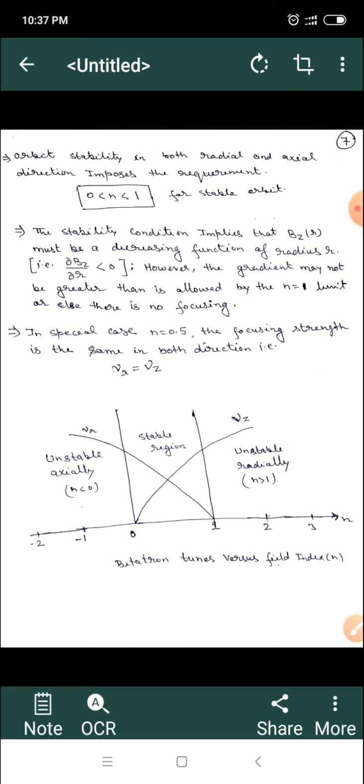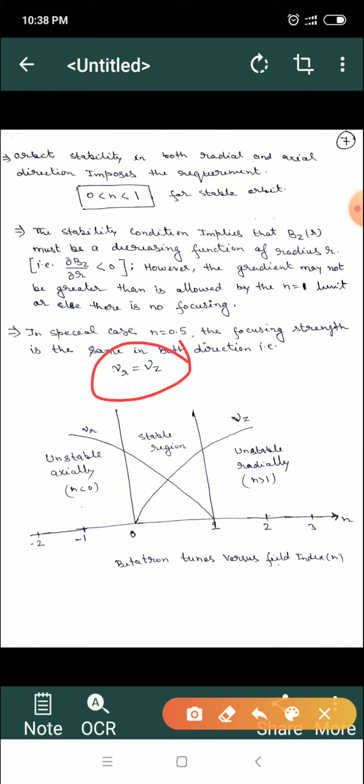However, the gradient may not be greater than the limit allowed by n, or else there is no focusing. In a special case, I have given an example: if n is equal to 0.5, then the focusing strength is the same in both directions. That means if the field index is 0.5, then nu r is equal to nu z. That means the radial betatron frequency and the axial betatron frequency become equal.